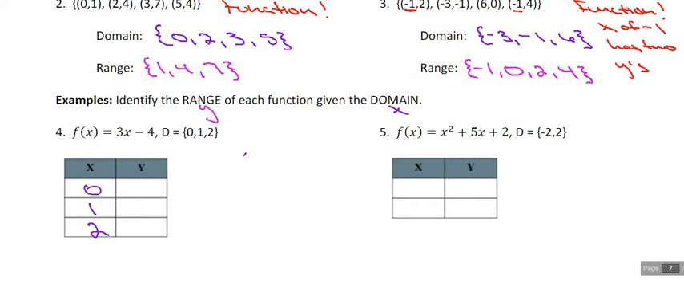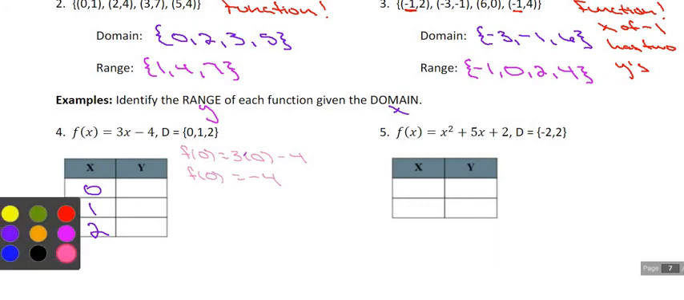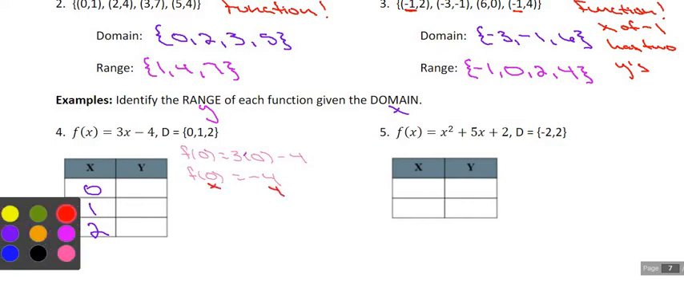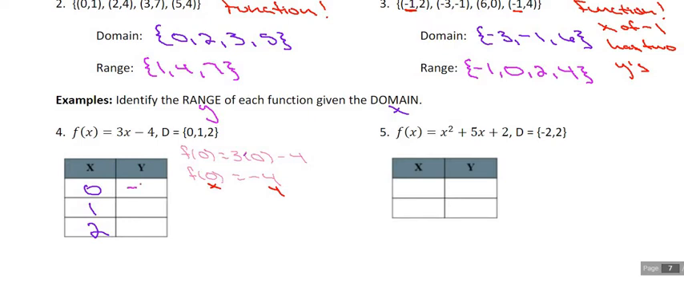We're going to plug in 0 first for x. So f of 0 equals, we're plugging in 0 everywhere we see an x, so 3 times 0 minus 4. Well, 3 times 0 is 0, minus 4 is negative 4. So f of 0 equals negative 4. This literally means when x is 0, y is negative 4. So the y value is negative 4.